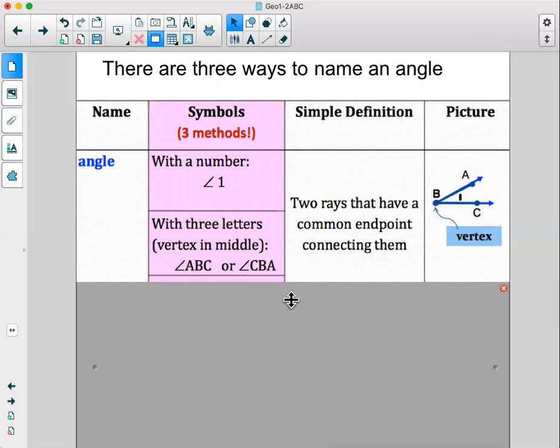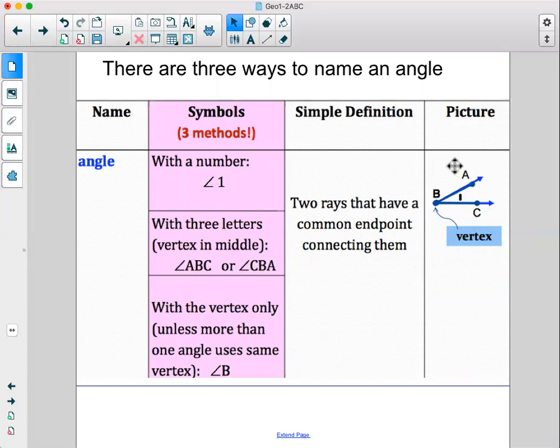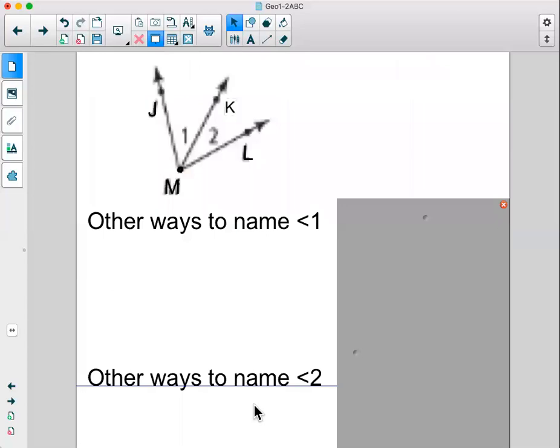Now, the third way to name an angle is only true if that's the only angle as far as the eye can see. In this case, the diagram's not complicated. It's the only angle drawn there. And in that case, you could just say, that's angle B. So pause the video and name angle 1 in a couple other ways.